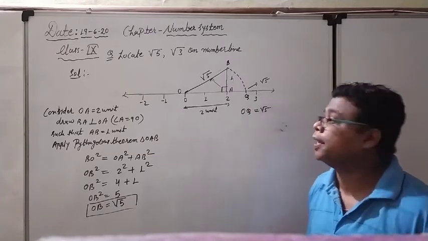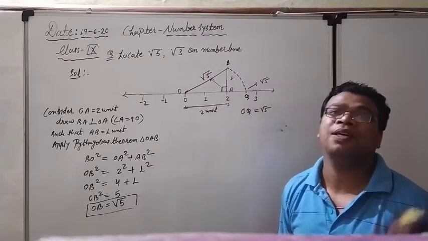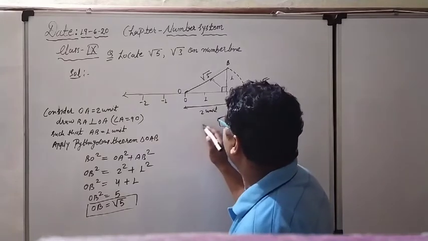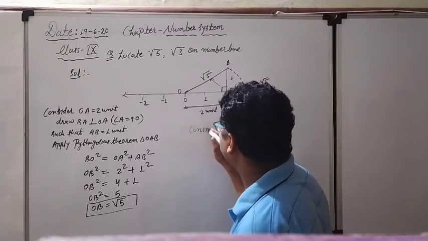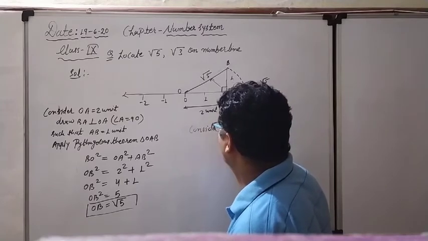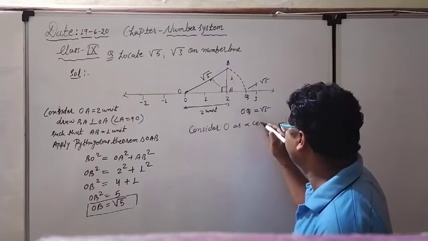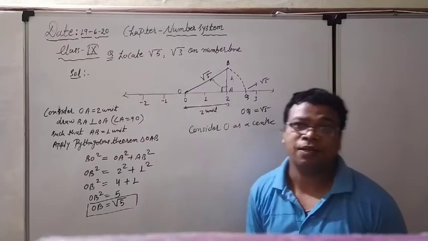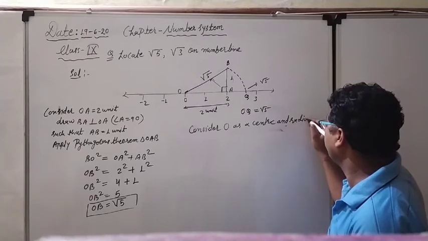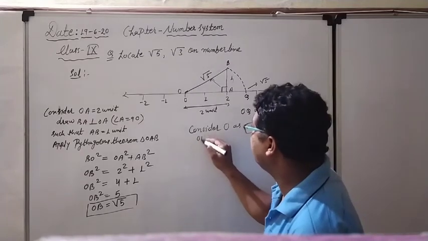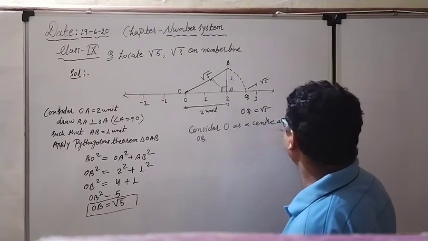Now we have to bring this onto the number line. That is the OB. I have found out OB, and OB is root 5 units. Right now see what I have to take. Just concentrate here. Consider O as a center. O को center मानना है. And the radius we have to take is OB. Taking radius OB.